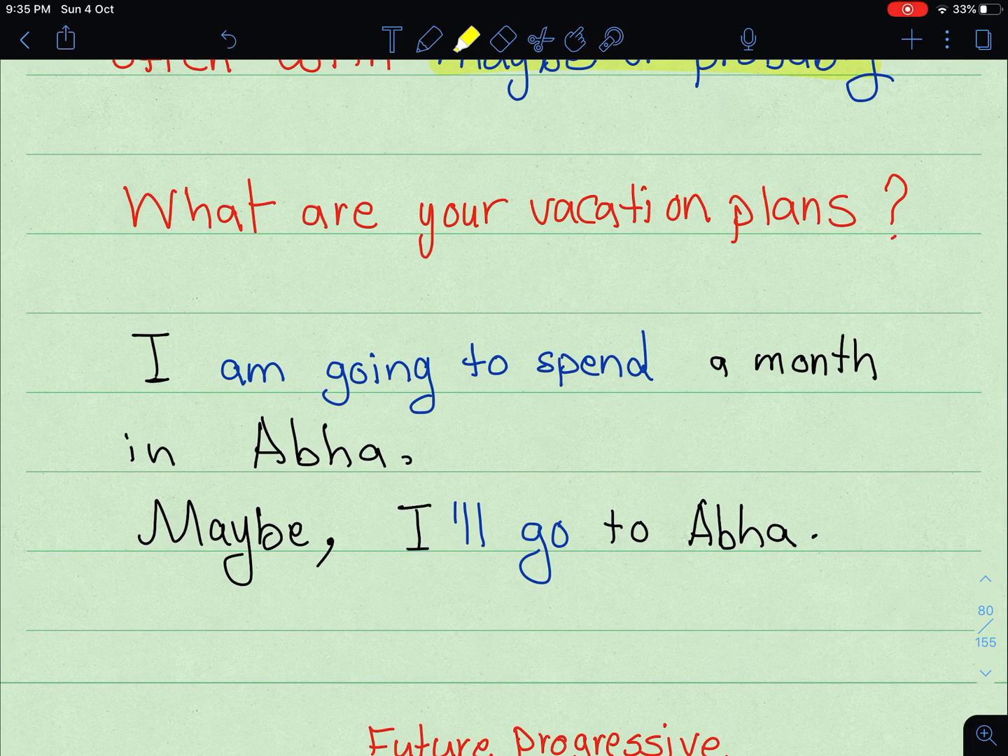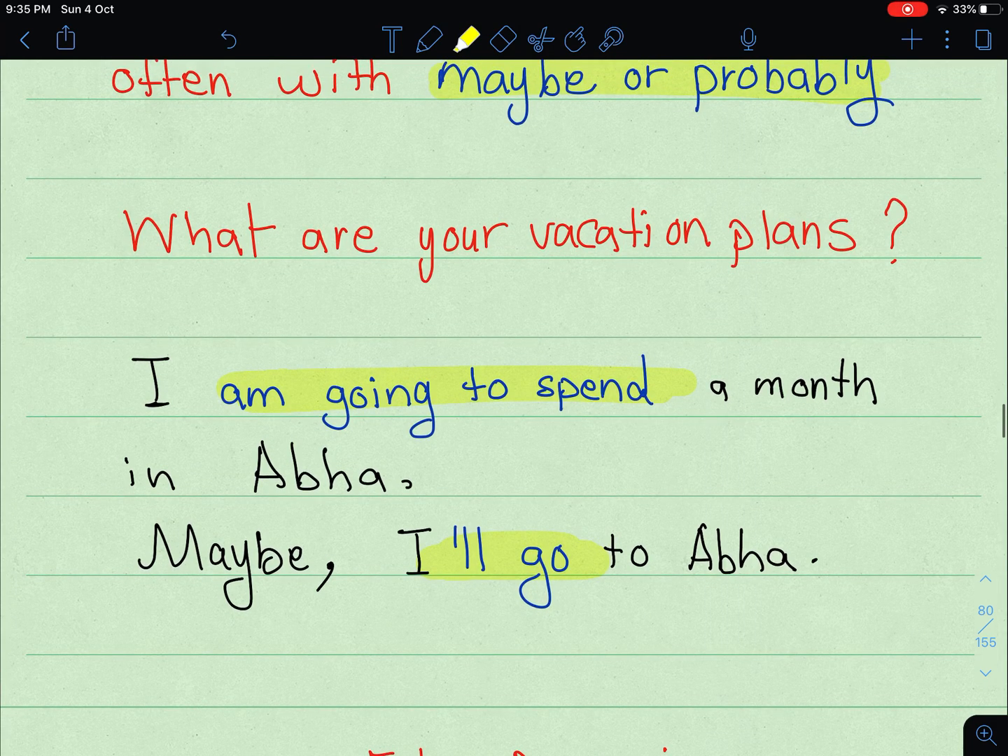Here, I'm going to spend a month in Abha. Maybe I'll go to Abha. So this one is with be going to, and this one with will go. As you could see, I'm going to spend a month in Abha. This is something that has been already planned or decided, meaning the family decided and planned the trip. But the other answer, maybe I'll go to Abha, is uncertainty. Maybe I'll go to Abha, but I'm not sure. Both of them are in the future, but the first is decided and the second is uncertain.